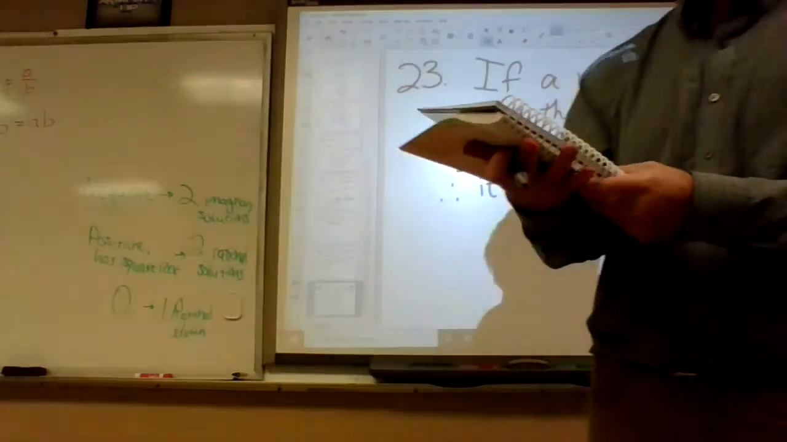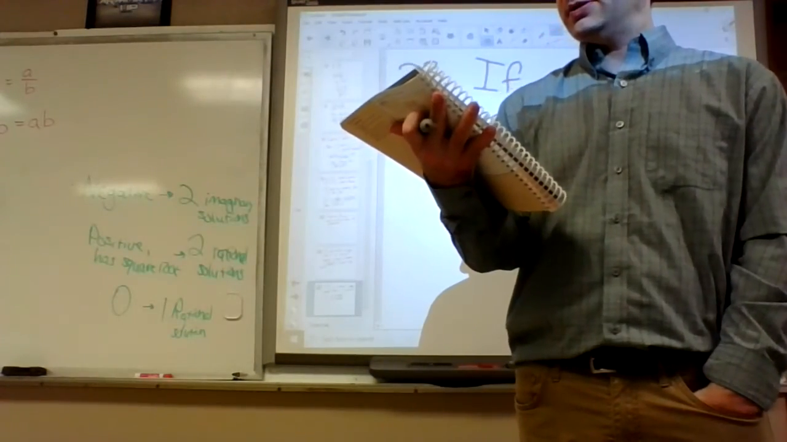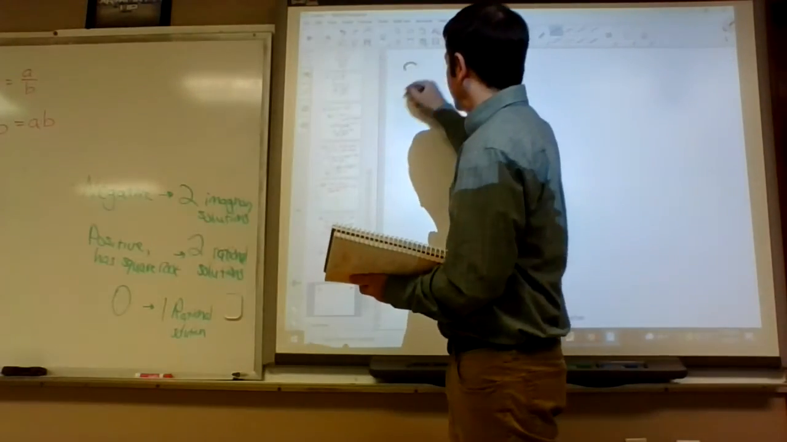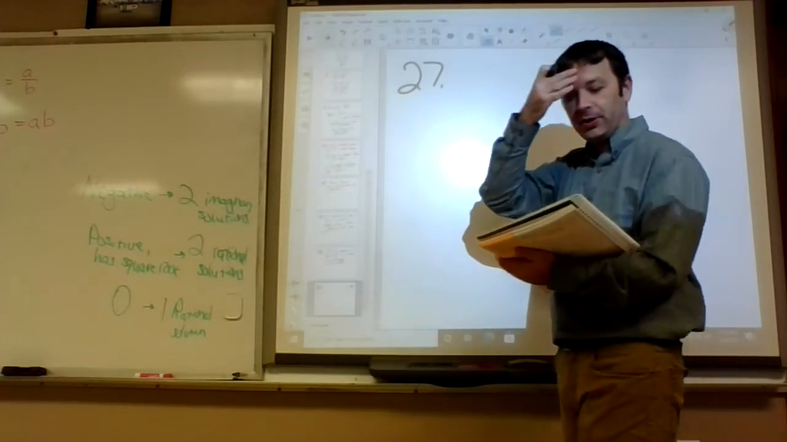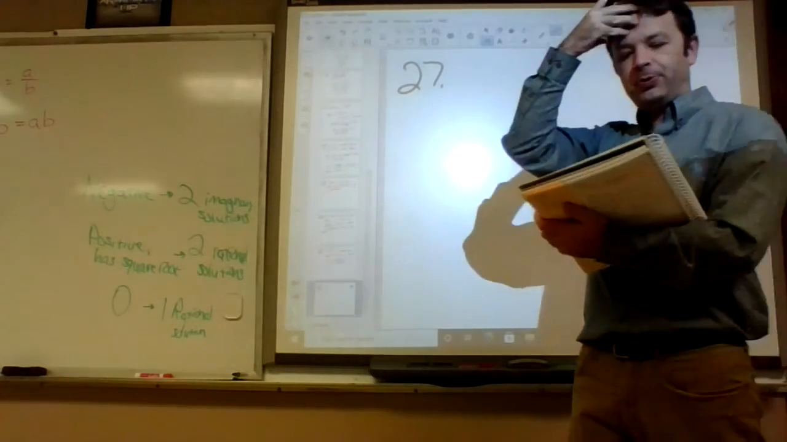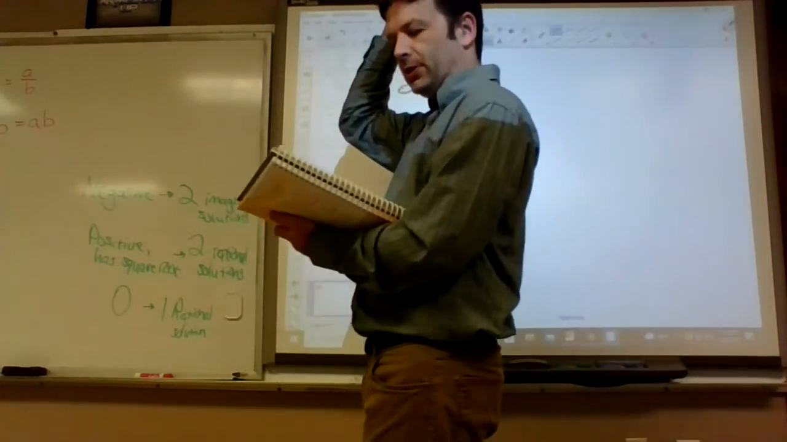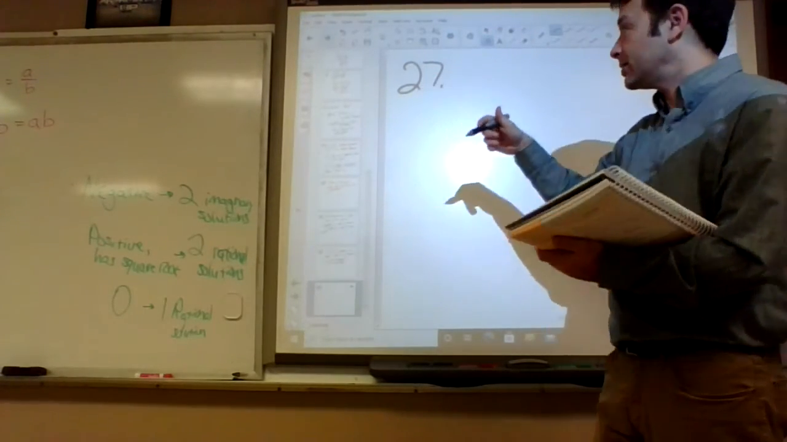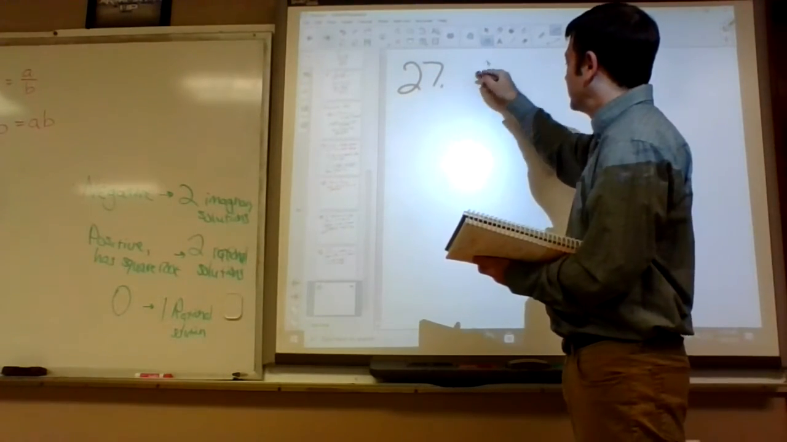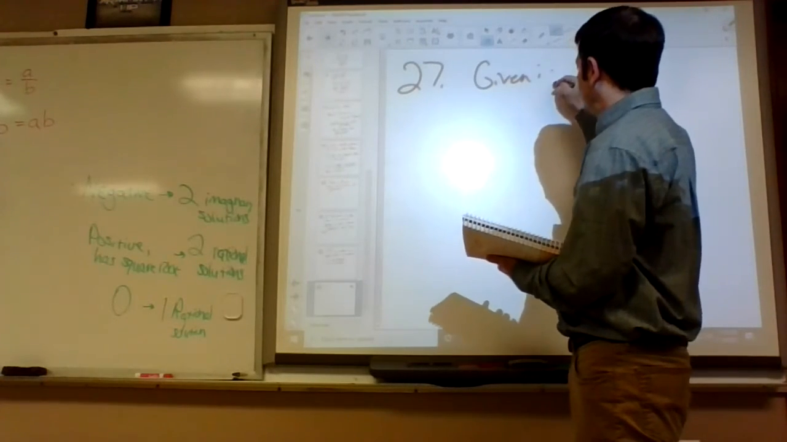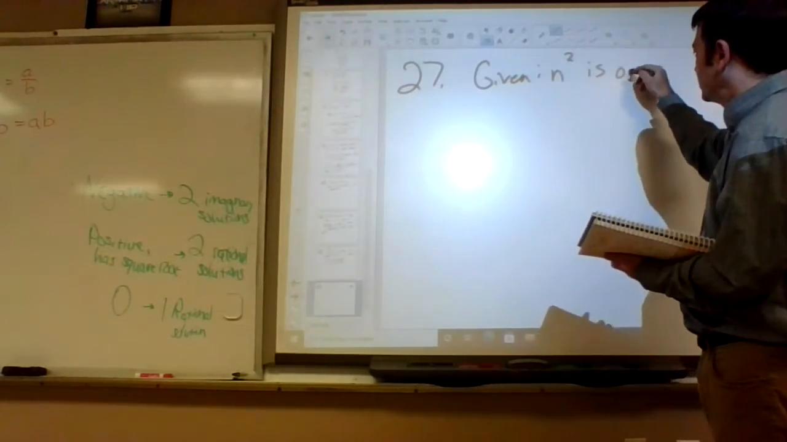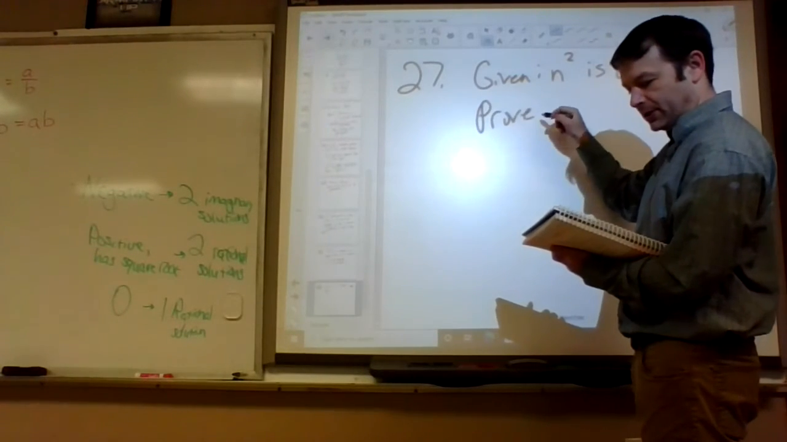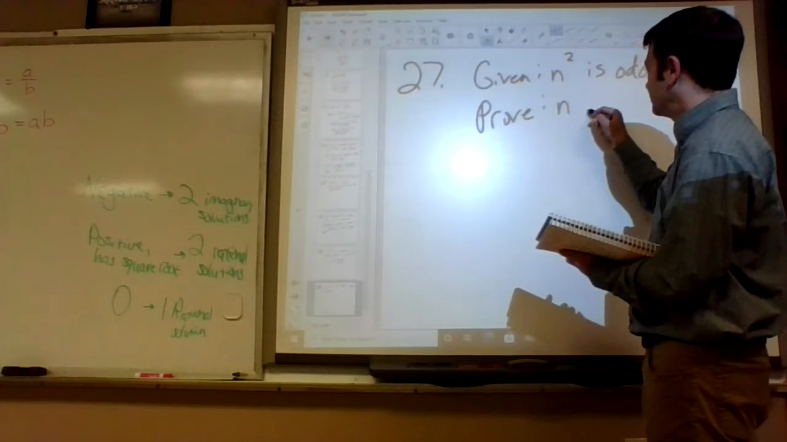Okay, 27. This one's challenging, but I'm gonna help you. So we're trying to prove. The given is the square of an integer, n squared is odd. You don't really have to write this part, but the given is basically n squared is odd. And what we're trying to prove is that n is odd.